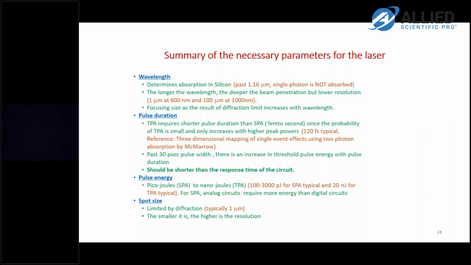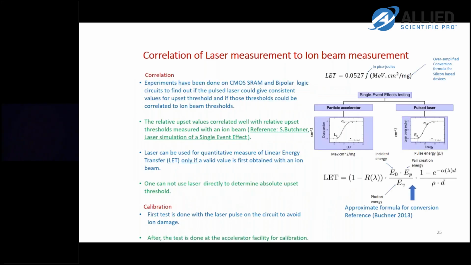The smaller it is, the higher the resolution. Typically, it's about 1 micron. Correlation of laser measurement to ion beam measurement. I mentioned that some of the pioneers of the field, such as Buckner, in this 2013 paper, came up with this formula to correlate the two. You can see the shape of the two curves are very similar to each other. Here, E0 is the incident energy. This is the energy being delivered to the sensitive spot. EP is the pair creation energy, and E gamma is the photon energy, what is actually generated by the laser.